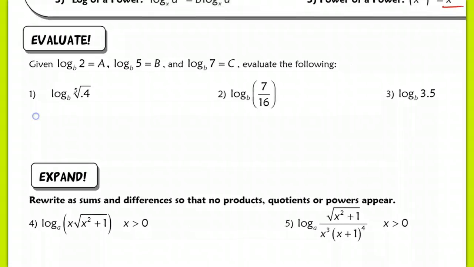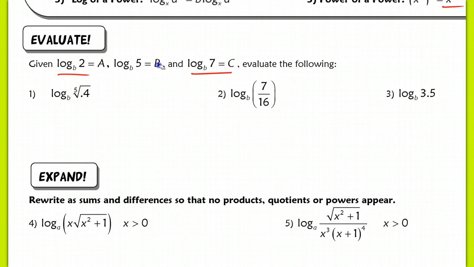Alright. Now this is a very abstract idea, I think, because it gives you some log values. It says log base b of 2 is equal to a, and then log base b of 5 is equal to b, log base b of 7 is equal to c. And then it asks you to evaluate certain expressions using these three rules.